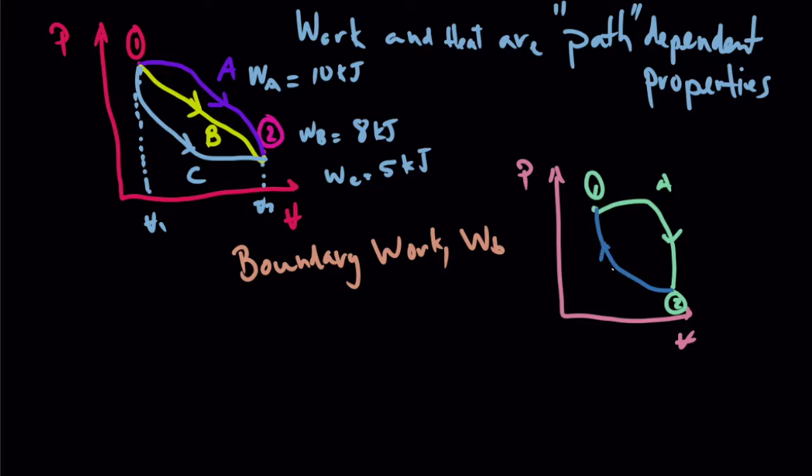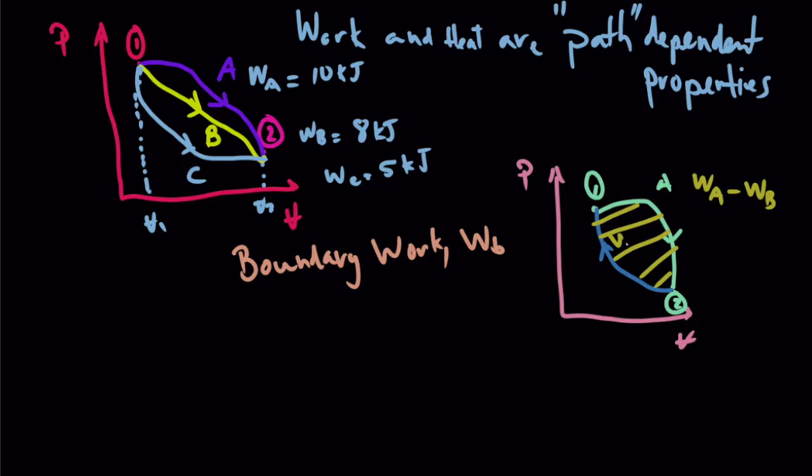And I believe one of the sections had a quiz on this too. Turns out that this area, so this would be the area under curve 1 plus the area under curve 2, or minus the area under curve 2 because we're going backwards. So the area under curve 1 minus the area under curve 2, so let's see if we can say W_A minus W_B. That would represent this area.